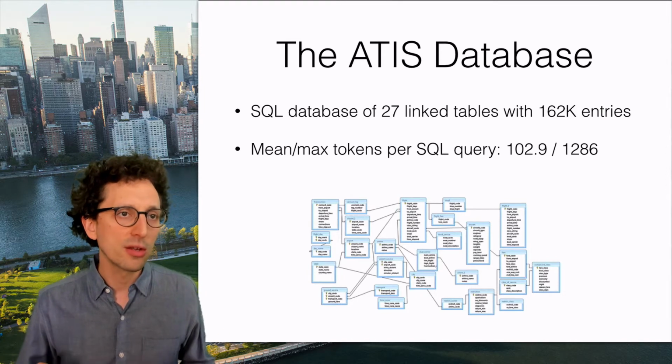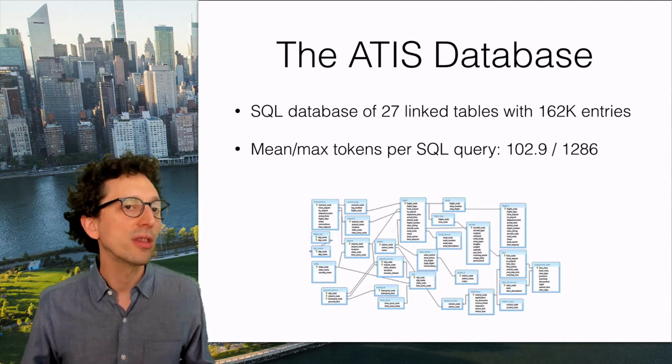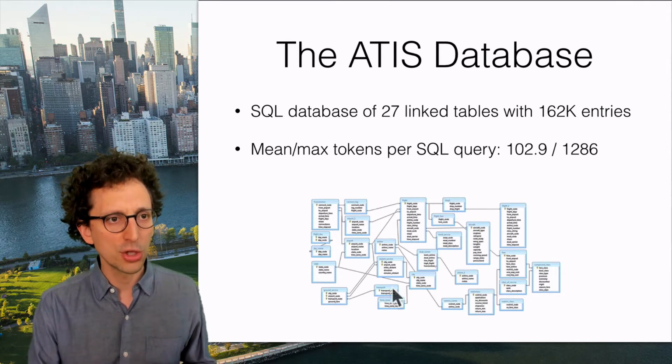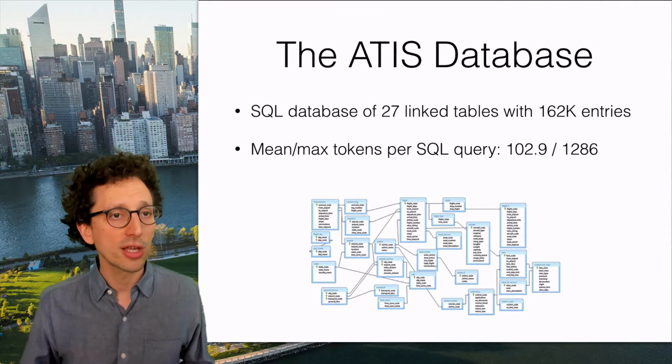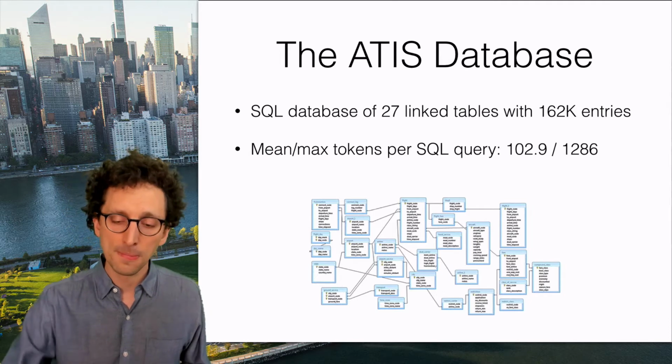So the database includes 27 tables that are linked together and with over 160,000 entries. And the queries that you need to generate for this database, which I'm visualizing here at the bottom, are relatively long. On average, the SQL query that you need to generate is almost 103 tokens.